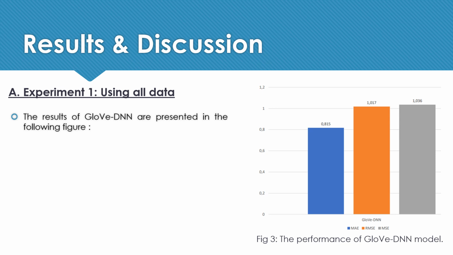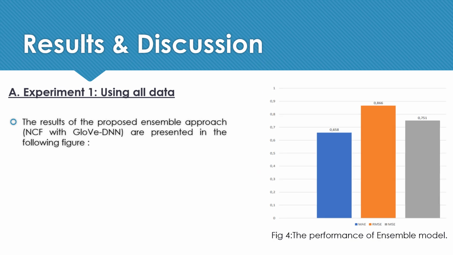This figure presents the results of GloVe embedding with deep neural network. This model demonstrates strong performance, achieving an MAE of 0.81, RMSE of 1.017, and MSE of 1.036.